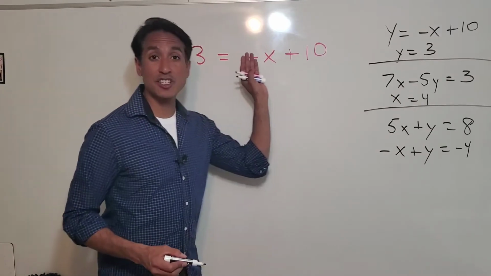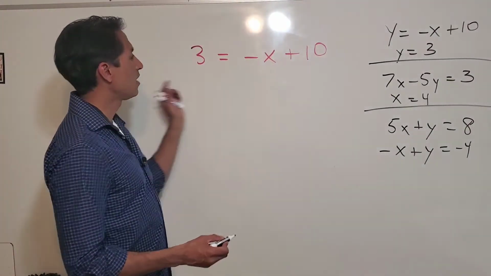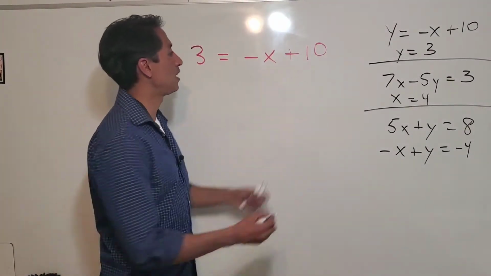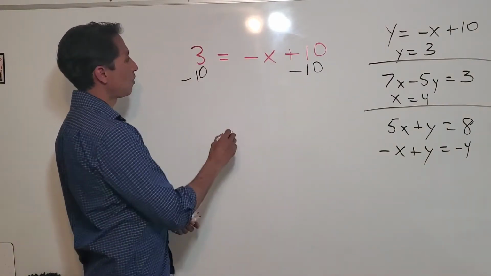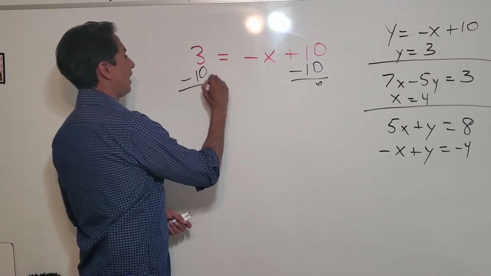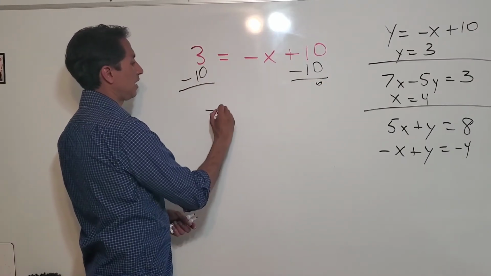Let's get all our x's on one side, our numbers on the other. This side has the x, so I'm going to move the number back, or get it out of here. All right, so that's a 0. And then 3 minus 10 is negative 7.